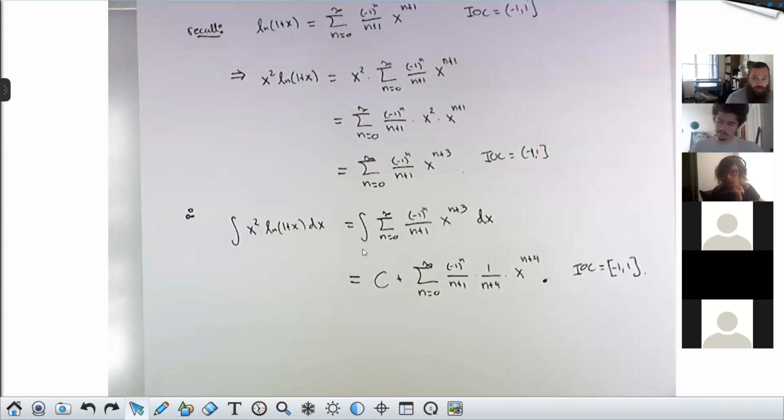But it does involve some tricky stuff. Could you quickly re-explain how the interval of convergence changes from open to closed?